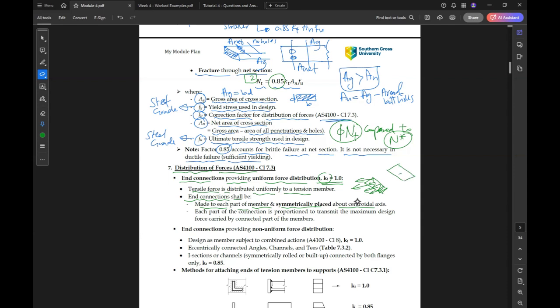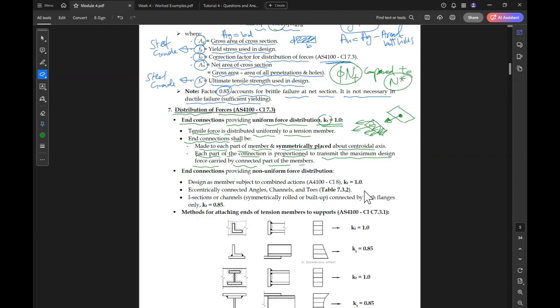So again, the resultant of the force should be at the centroid so that we avoid any eccentricity in the member. Each part of the connection is proportioned to transmit the maximum design force carried by the connected part of the member. So these are some notes to be considered when applying the force. Just have a look at that.